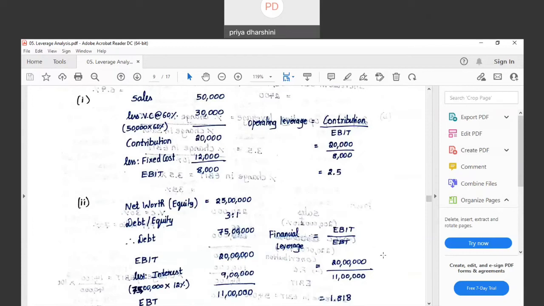Find out operating leverage from the following data. Sales is 50,000. Variable cost is 60%. Fixed cost is 12,000. What is the question? Operating leverage. Remember simple. Sales is 50,000. Variable cost is 60% on sales, which is 30,000. How much is contribution? 20,000. Fixed cost is 12,000. What is EBIT? It is 8,000. What is the question? Operating leverage. How do you find operating leverage? Contribution by EBIT. 20,000 by 8,000. 2.5 is operating leverage. Is it understood?